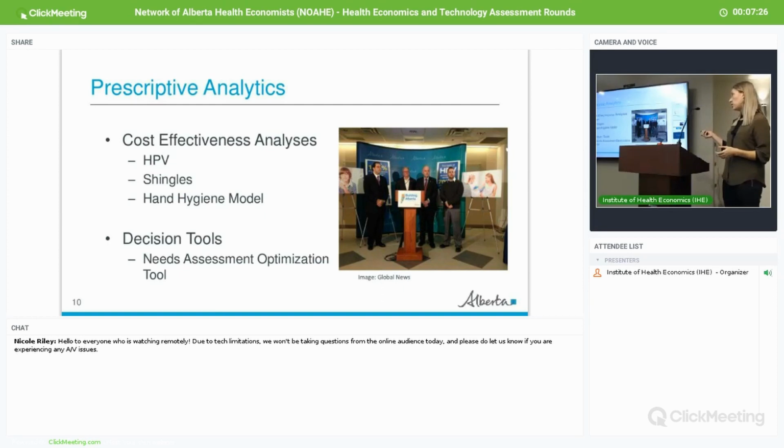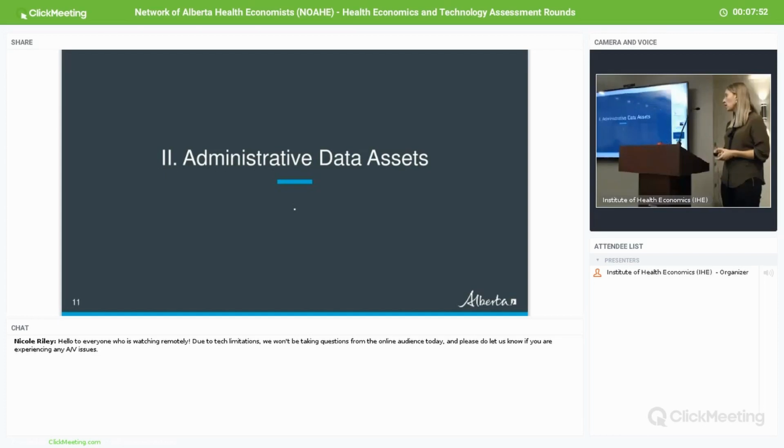So on the right, you see an image. This is the announcement for the HPV for Boys program, and this is one of the first times that government acknowledged that its decision was made based upon predictive analytic outputs. So that was a kind of cool moment. We also make a lot of decision tools. These aren't quite cost effectiveness analyses, and we're not outputting an ICER, but they will rank order and apply some sort of decision criteria to outcomes that will help inform decision makers as well.